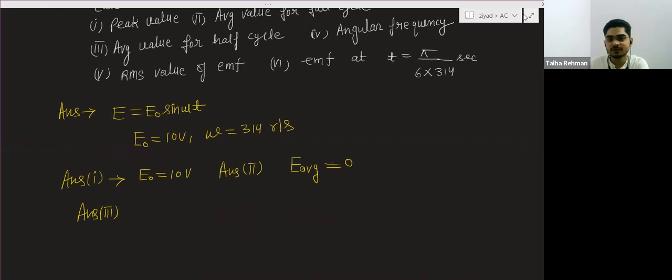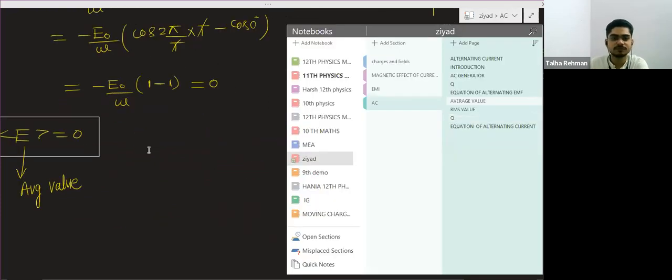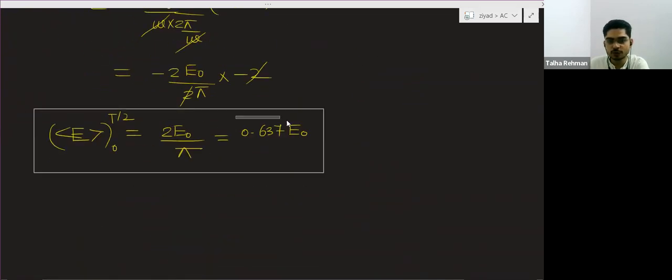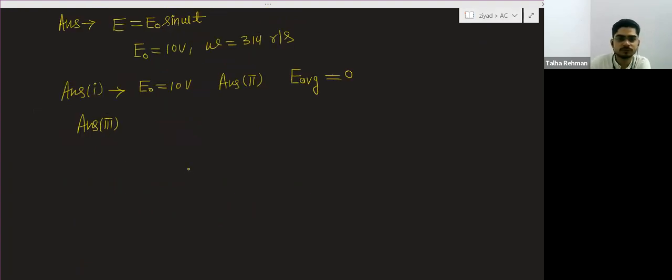Average value for half cycle. See here for the half cycle. You will get this value 0.637 of E naught, or you can write 2 E naught by pi. So E average for half cycle is equal to 2 E naught by pi. What is E naught? 10. So you will get 20 by pi volts.